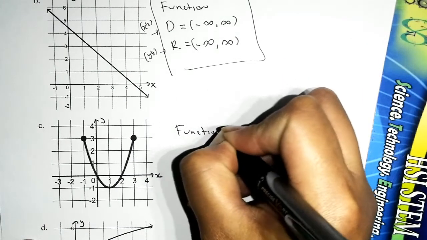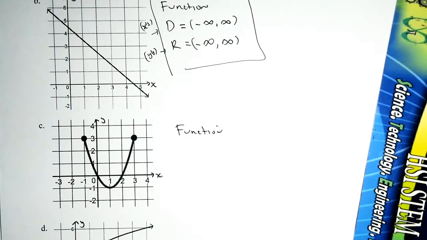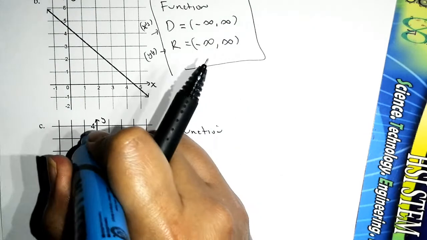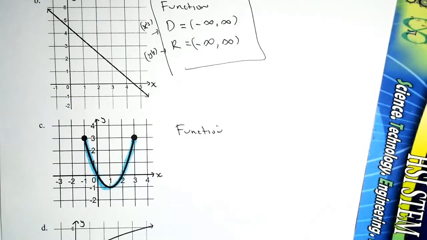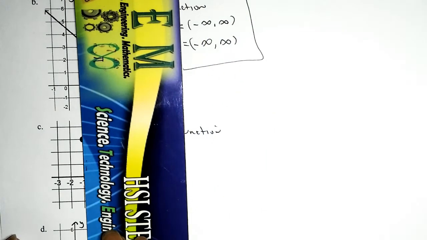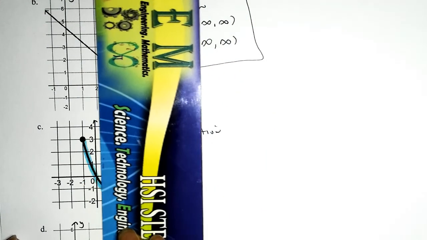What is the domain and range? So what are all those x values? What are all those y values? I'm going to trace it because I love coloring. So those x values, it's going to be the interval from, we start at -1, and then we end at x equals 3.